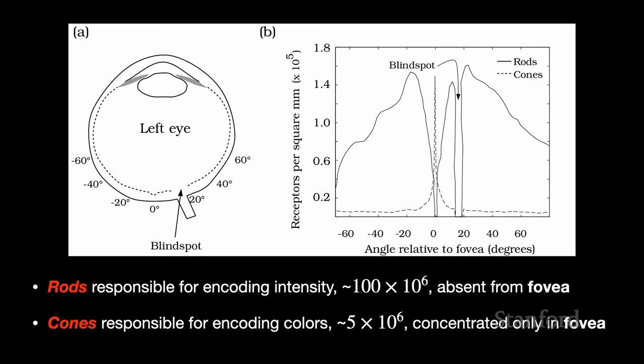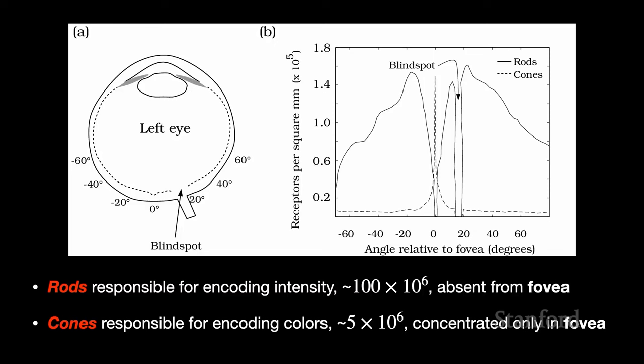Okay? And the role of cones is exactly opposite to rods. Rods are just trying to understand the intensity. They give you the dynamic range. Cones are responsible for colors and details and all those things. And they are completely absent in the retina except for a very small part of your central vision. This central part is called the fovea.